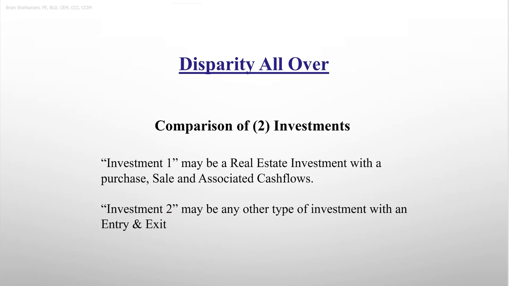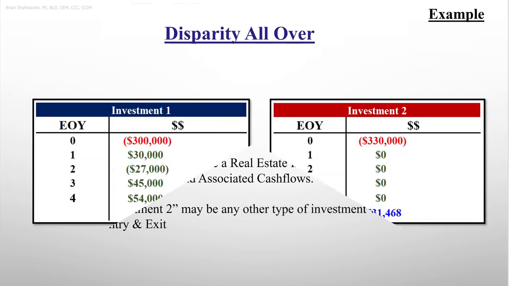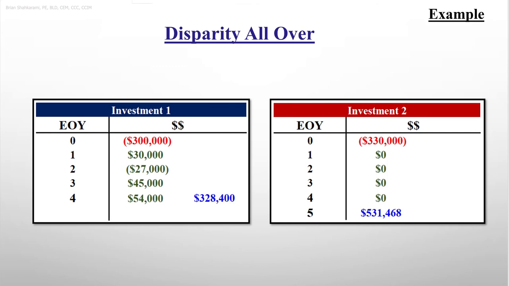Our example looks at two different investments, and they are literally totally different. Investment one being a real estate investment with its associated initial investment, cash flows, and sale proceeds at the end. Investment two could be a stock, bond, mutual fund, or an investment of a different kind, other than real estate. So here's our example. Investment one, being a real estate investment, requires an initial investment, has some associated cash flows, some are negative, and has a sale price at the end of 4 years.